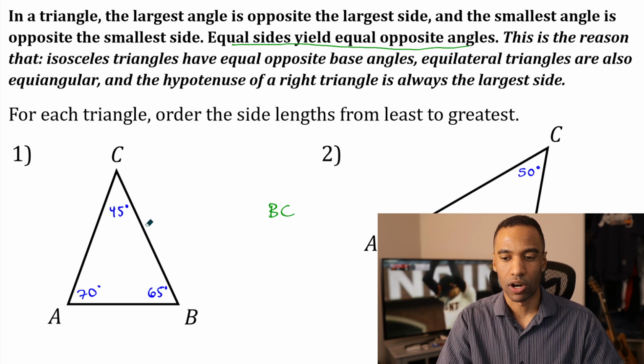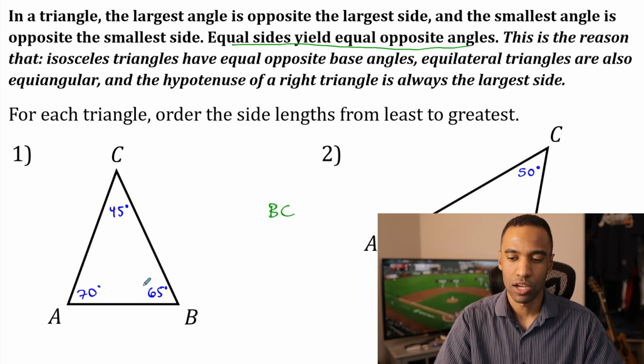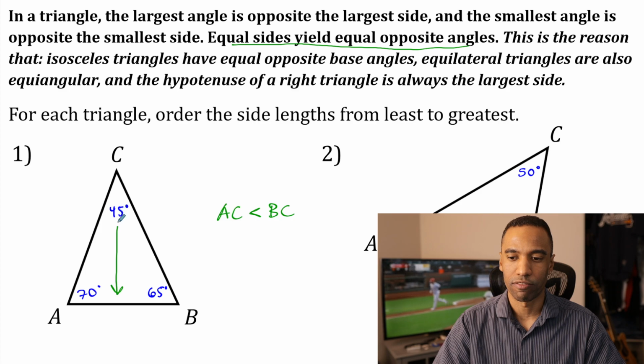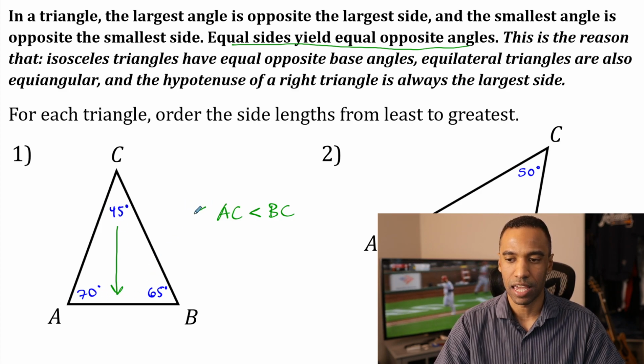What's the second largest here? The 65, B. What's opposite the B? Side length AC. Side length AC is less than side length BC right there. And then the last one, the smallest one, it can go smallest to largest next time, but the smallest one is 45. Opposite the 45 is side length AB right there.